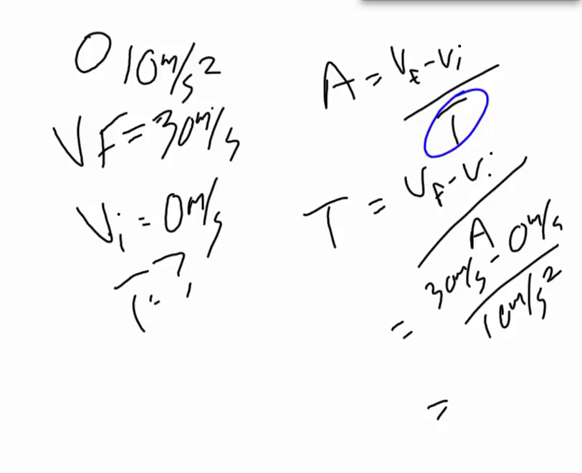So 30 divided by 10 is 3. And what are the units? Well, meters per second divided by meters per second squared leaves 1 over seconds inverted, which is seconds. 3 seconds.